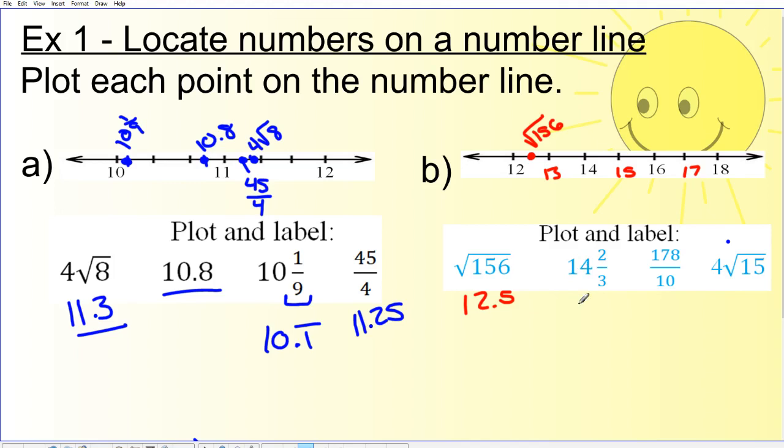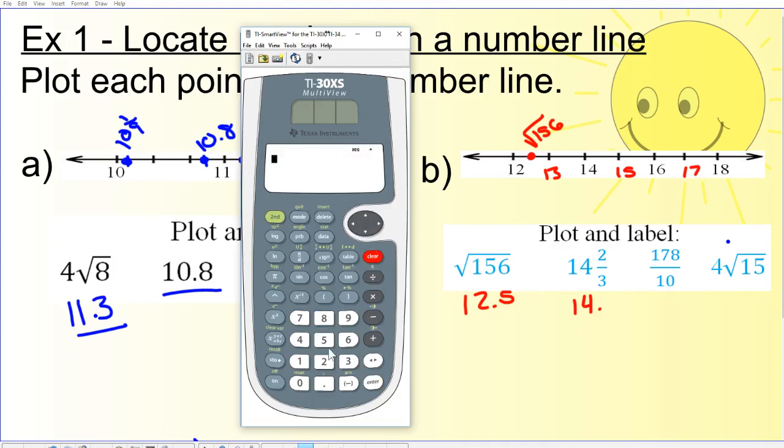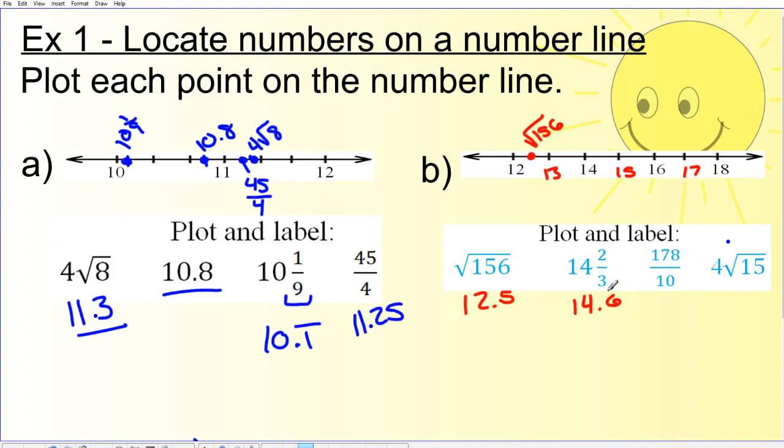Next one, 14 and 2/3. That's going to be 14 point something. So I know I'm already between 14 and 15. Now, 2/3, hopefully you know by 8th grade, 2 divided by 3, is going to be 0.666666666. Remember, calculator rounds. So this would be 14.6 repeated. So in between 14 and 15 is 14.5. So I'm going to go just a little bit over here and call that my 14.6, my 14 and 2/3.